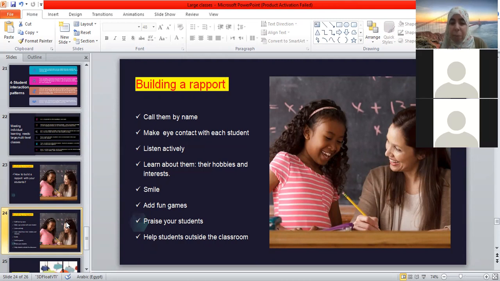Help students outside the classroom. Don't say that I left the classroom, so it's over. No. Try to communicate with them and have such a connection with them, even outside the classroom. Be helpful as much as you can. So try to have such a connection with your students outside the classroom. This is how to build a rapport. It's really magic to build a rapport with your students.